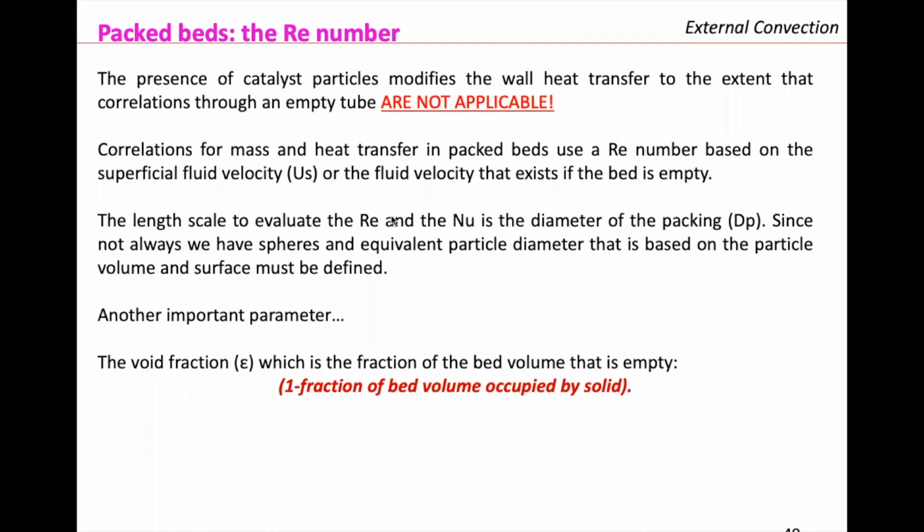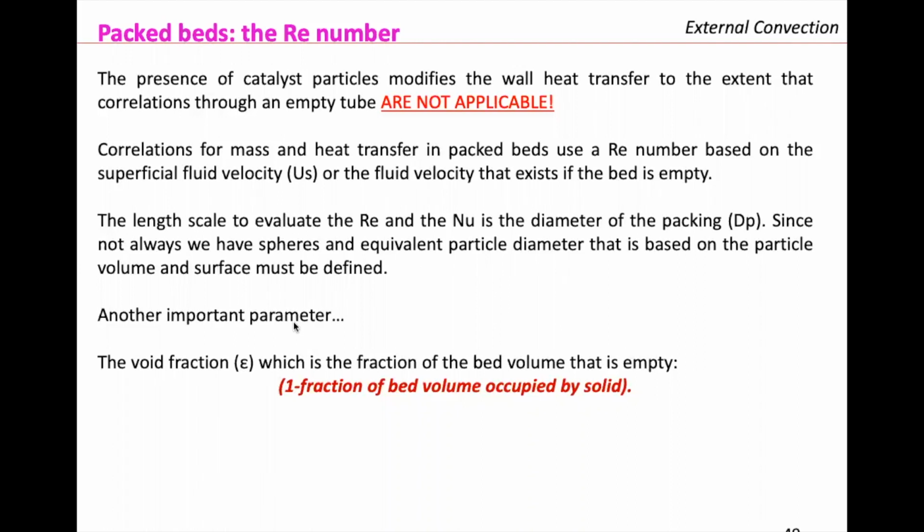So again, for the Reynolds, we are going to use the superficial fluid velocity. And the length scale employed in the Reynolds and the Nusselt is going to be now the diameter of the packing. Since not always we have spheres, an equivalent particle diameter that is based on the volume and surface must be defined. So that will change the equation, as you will see later. Another important parameter for packed beds is the void fraction, which is the fraction of the bed volume that is empty, or 1 minus the fraction of bed volume occupied by the solid. That's epsilon, the void fraction.